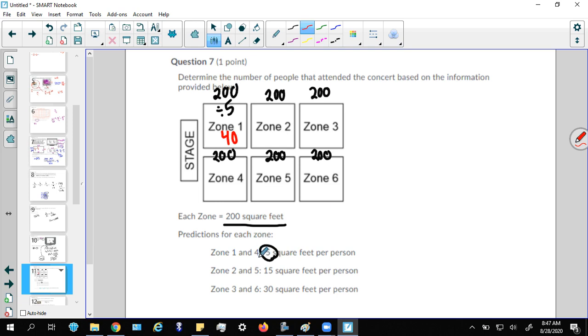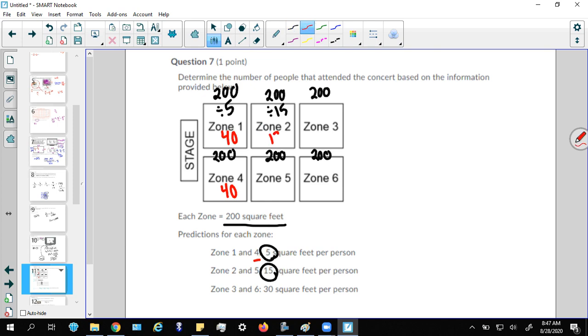But notice zone 4 is the exact same, so 40 people can fit in zone 4. Same thing for zone 2. Zone 2, 15 square feet per person. So I'll just divide this by 15. And I think I might get a decimal. I do, so I'm just going to round to the nearest whole.